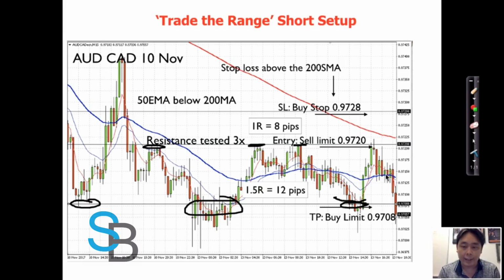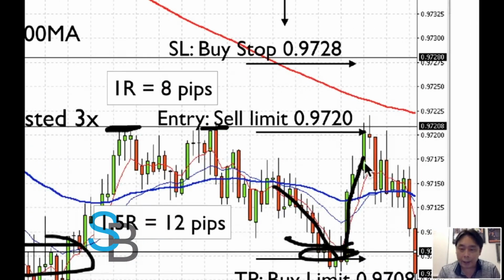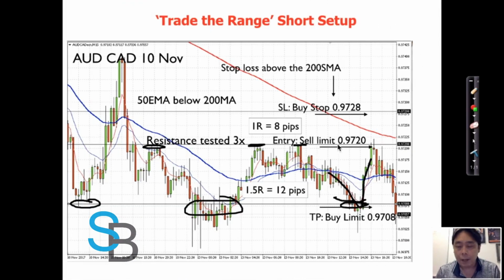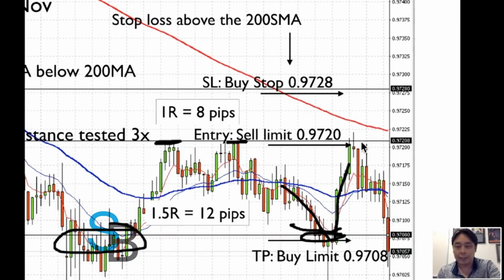So once I recognized that pattern, I saw the price going down, hitting the support, and then going up, going up, going up, and I said, okay, it's now going back to 97.20. So I anticipated it's going to hit the resistance and come back down. I placed my sell limit order at 97.20. Right there. That was my sell order.